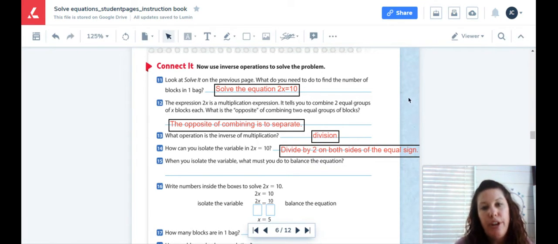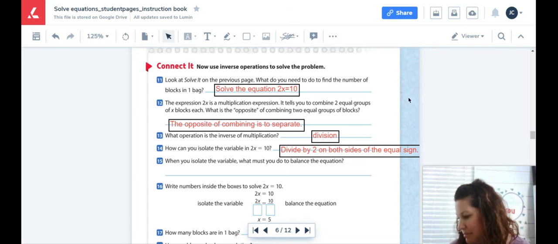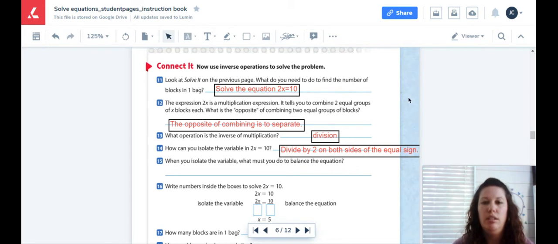When you isolate the variable, what must you do to balance the equation? You've got to do it to the other side. So let's put that in there. I'm going to be specific and say we're going to divide 10 by 2, because that's the other side of the equal sign.